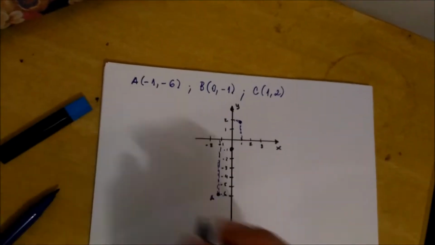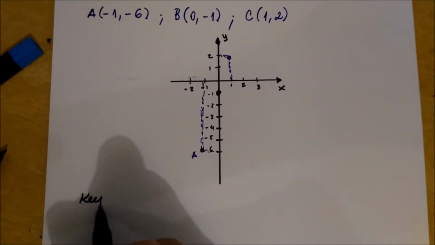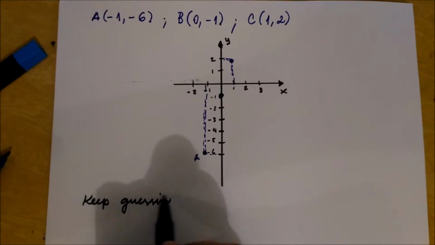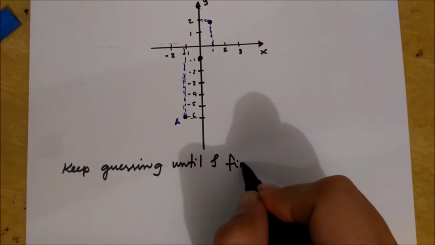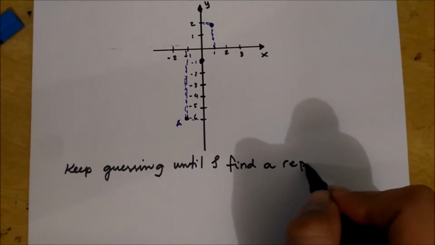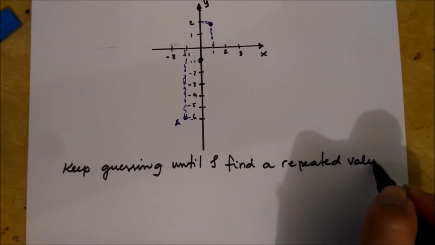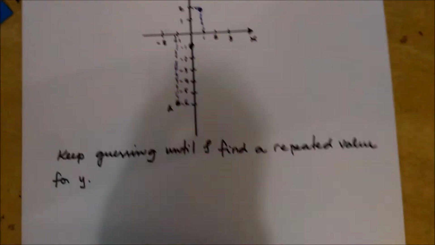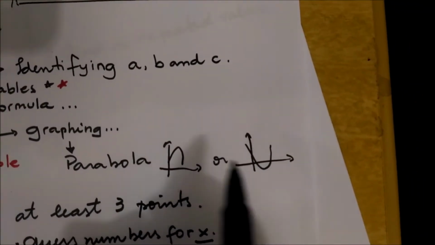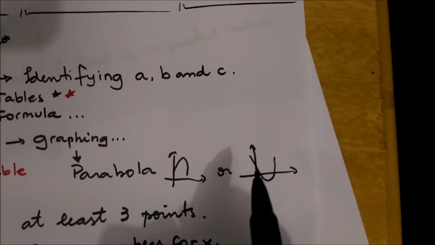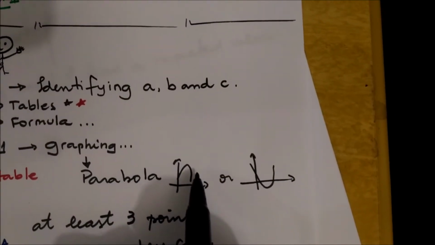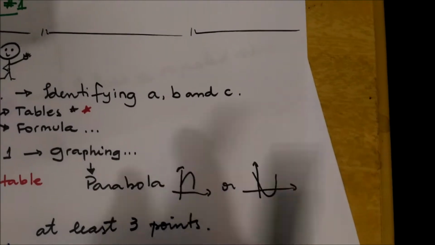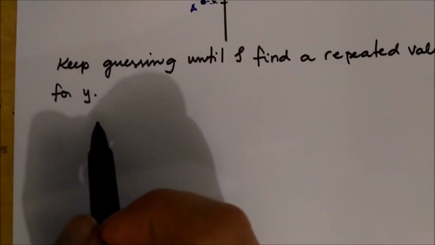All right, so keep guessing until I find a repeated value for y. Because as you remember, our parabolas are going to have 2 points that will be the same in the y. Remember, we talked about this in class. I drew a horizontal line and you told me that there were 2 different x's in the same y. So we need to find a common y.